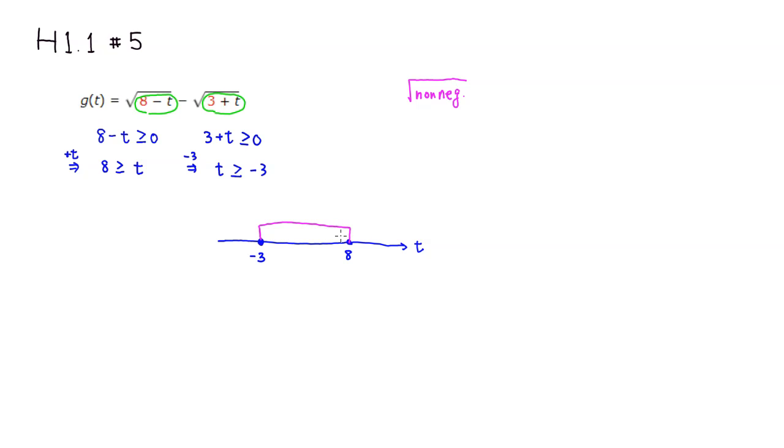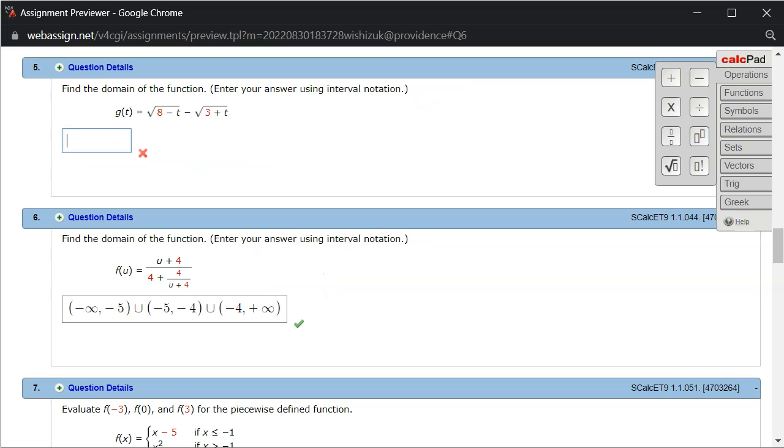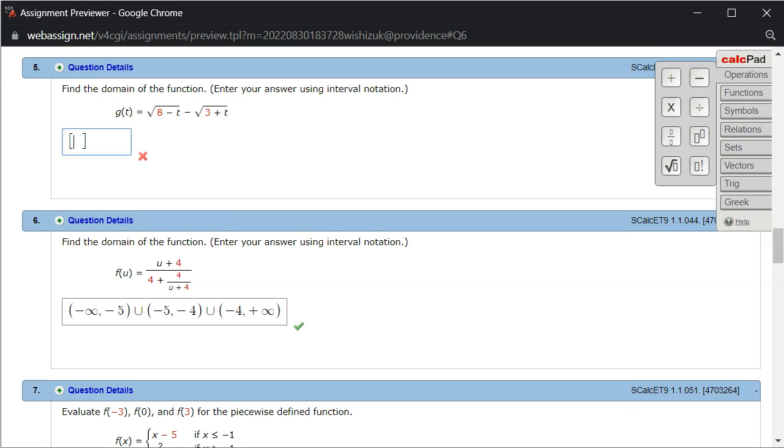If you want to write the interval notation, starting from negative 3, because of the equality we want to include negative 3, and then all the way up to 8, including 8 as well. So let's type it in. The interval is left square bracket, negative 3, comma, 8, and the right square bracket.